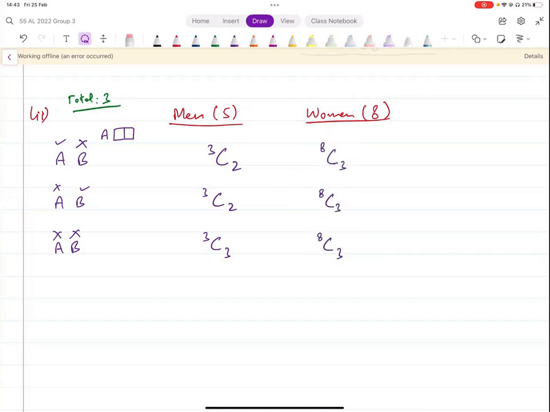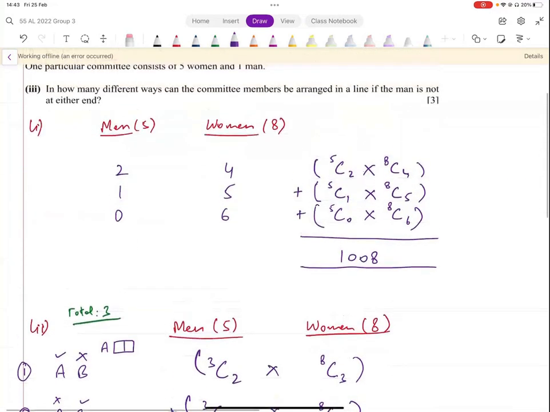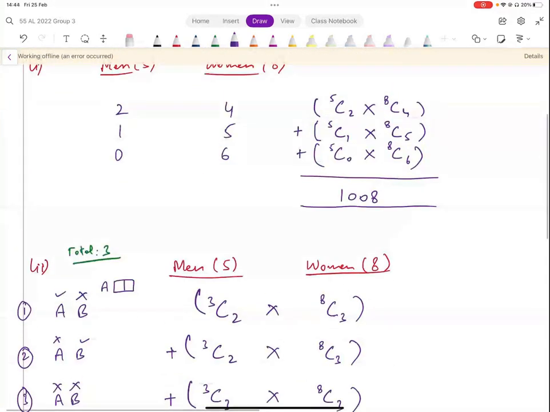You've got the first case, the second case, the third case. First case क्या है? 3C2 into 8C3. Second case is 3C2 into 8C3. Third case is 3C3 into 8C3. You add all of them up. Okay, इनमें से कोई भी केस हो सकता है. तीनों केसेस आपकी कंडीशन को सेटिस्फाई करते हैं. केस वन, केस टू, केस थ्री. You just add all of them up and you get your result. Is that okay? What do we get? 392. That's your total. Any problem with this? No sir, it's clear. Thank you.